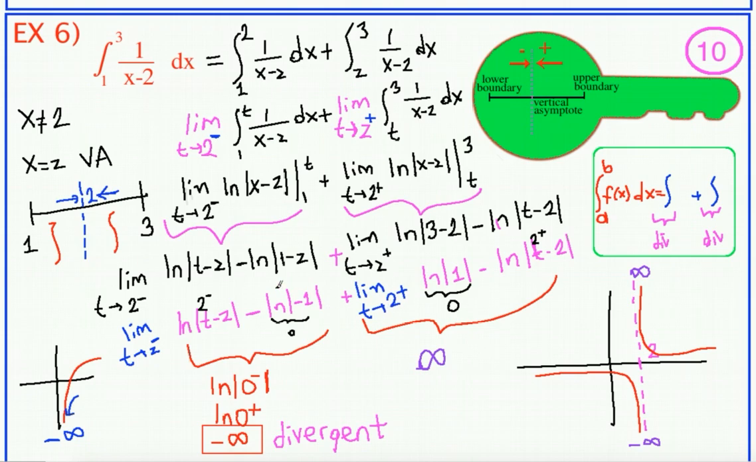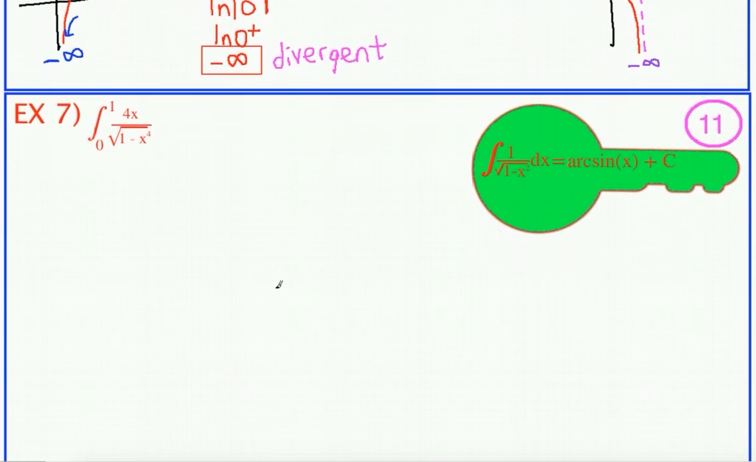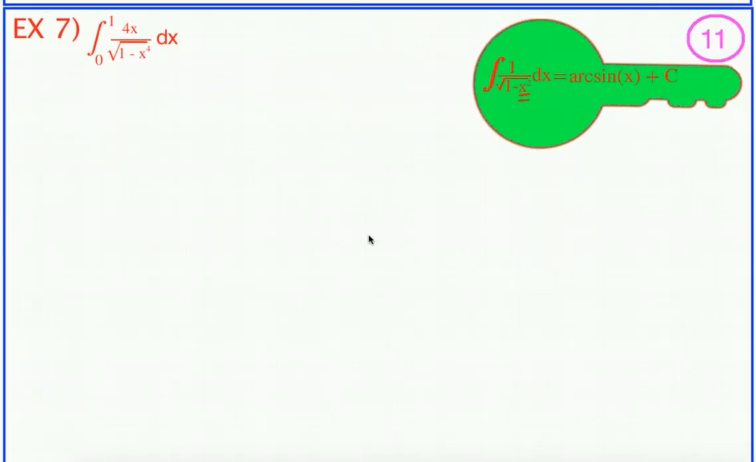Let's go to the next question, question number 7. So what makes our integral improper? Let's observe. We don't have infinite boundaries, but we have a value that makes the function undefined. We have a vertical asymptote at x equals 1.